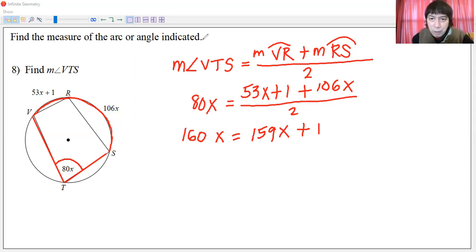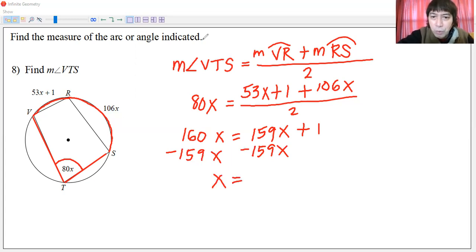After which we will now combine like terms by way of subtracting the 159x. 159x minus 159x. And we now have 160 minus 159 is 1. So we only have here 1x, or simply x. And the right side is just 1. Our x is 1, okay?